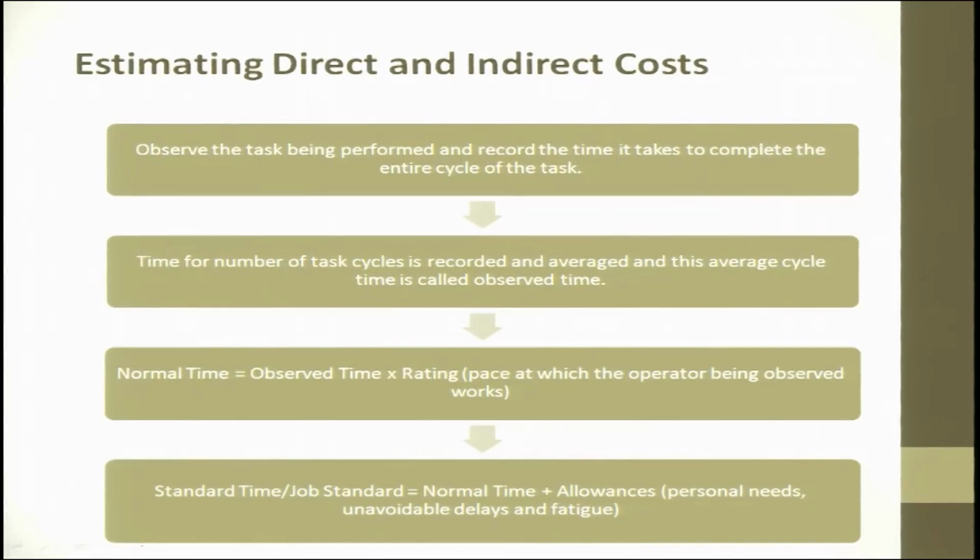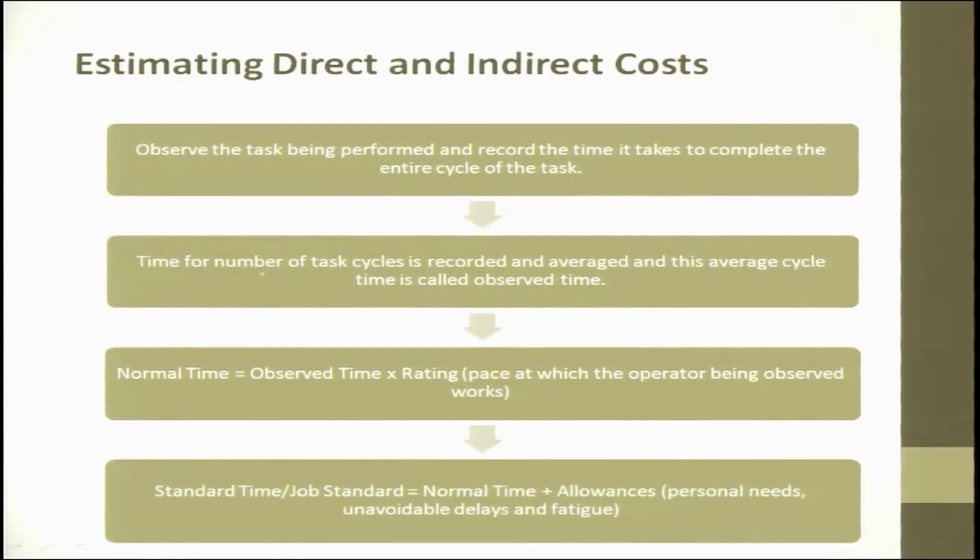For example, if somebody is repetitively doing a job, you go there, stand beside him and start recording how many times he does the job in one shift, and for each repetition, what time he takes. So first they say please observe. Then the time for the number of task cycles is recorded and averaged, and that average cycle time is called the observed time.